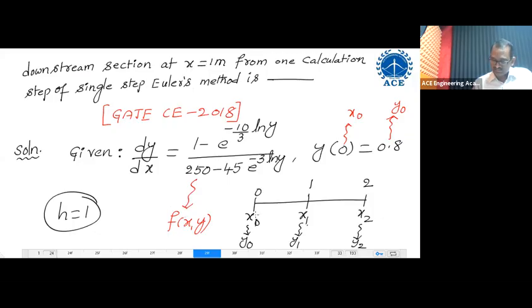The water depth at x equal to 0 is given, and we were asked to find the water depth at x equal to 1 meter. Therefore, the distance between x equal to 0 and x equal to 1 is 1 unit. So the subinterval length, the distance between these two, is 1 unit. So the h value is 1.